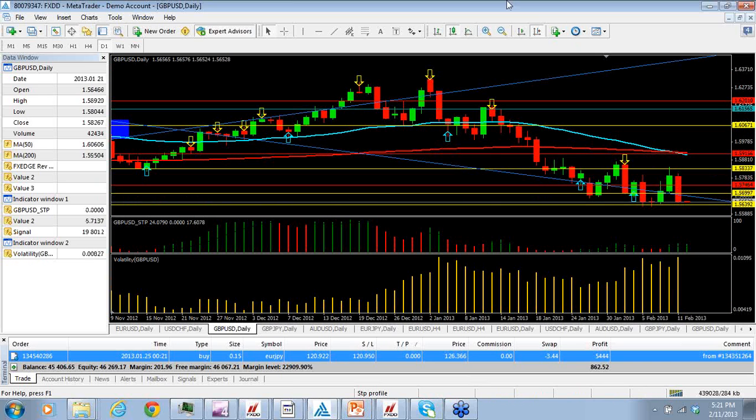All right, the pound dollar. Pound dollar, we had a change from green to red. All right, and you can see here that it formed a doji on our sell signal here.